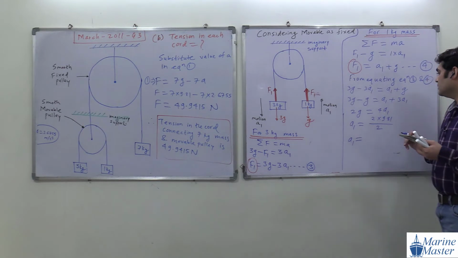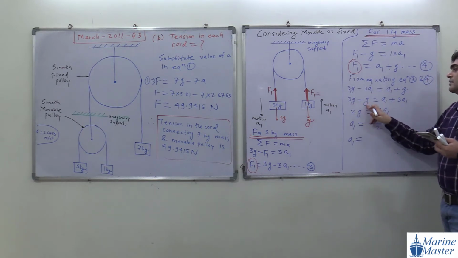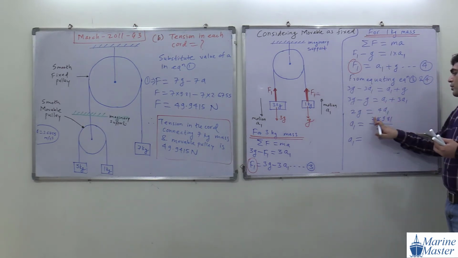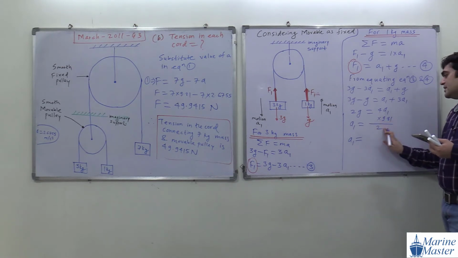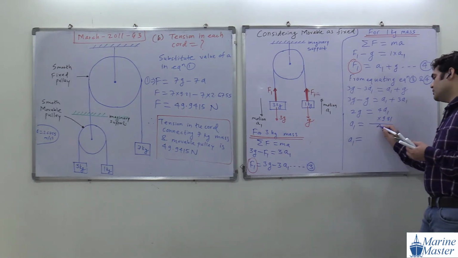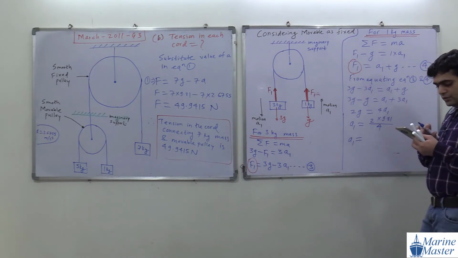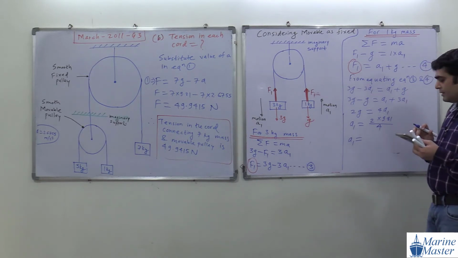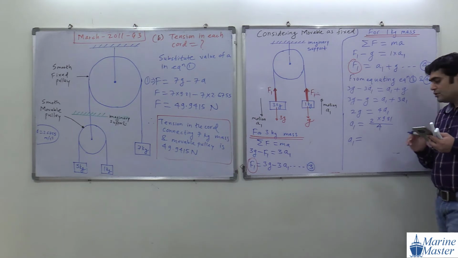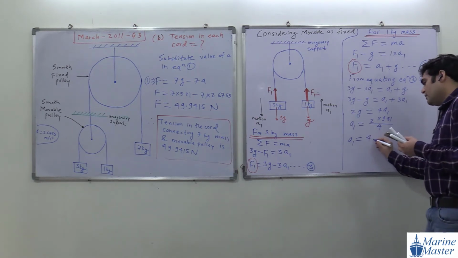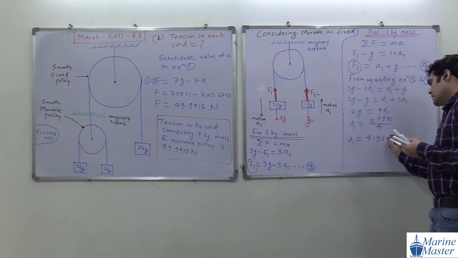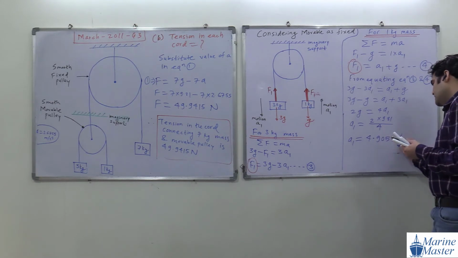Yes, here it will be 4. Okay, good, very good everyone. 2 into 9.81 divided by 4. So what is the value of a1 we are getting? 4.905 meters per second squared.